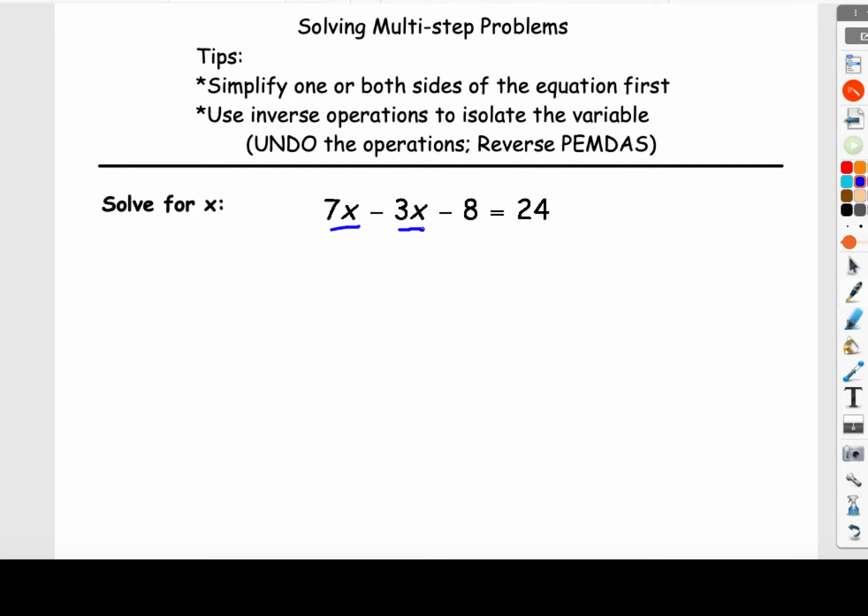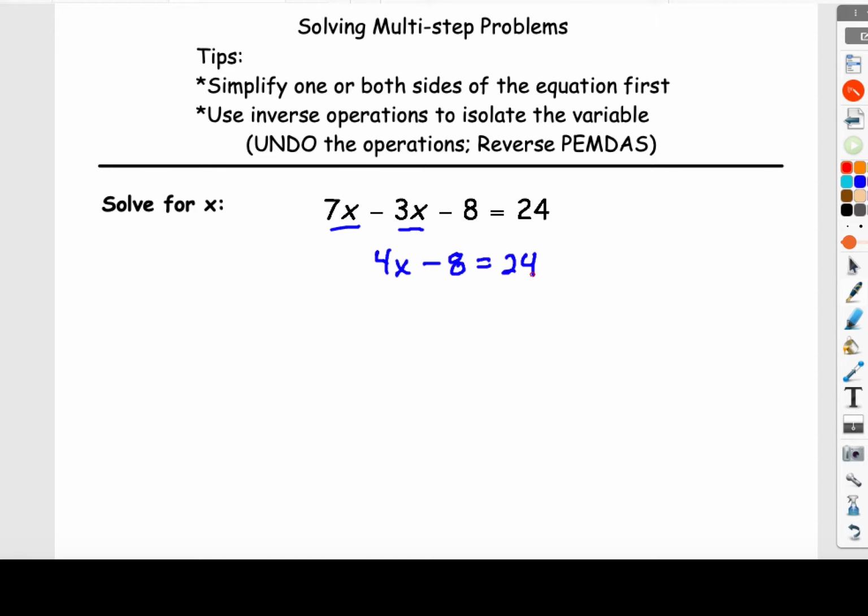7x and 3x are like terms, right? They're both x to the first. So 7x minus 3x is 4x. Then we're going to subtract 8 and end up with 24, right? So if I knew what x was, I would do those operations. I would multiply by 4 and subtract 8.